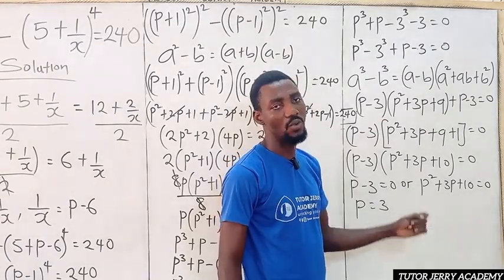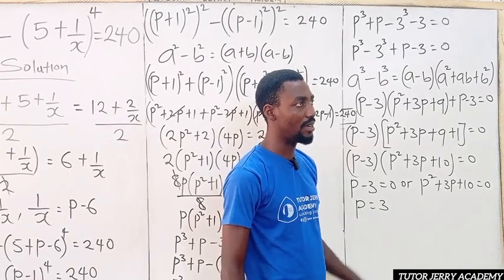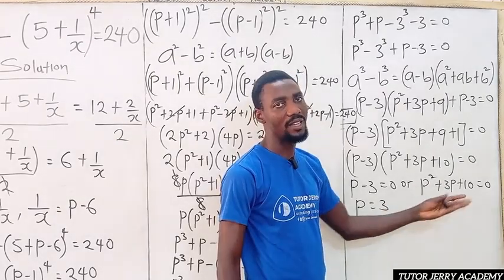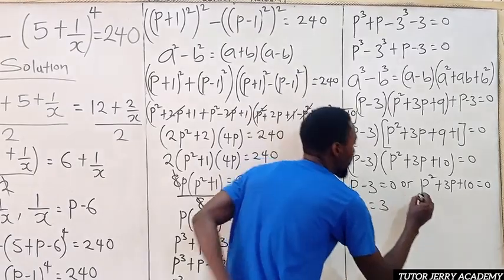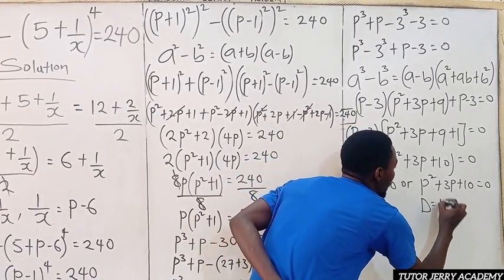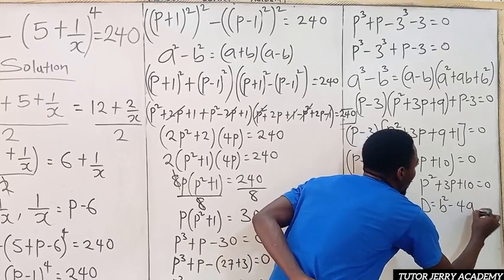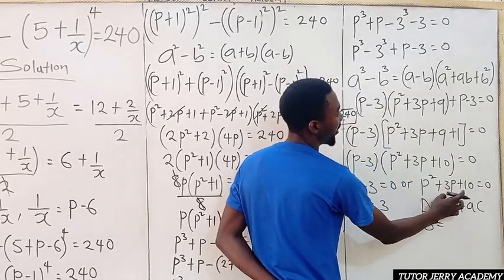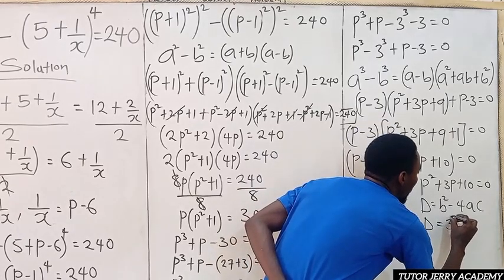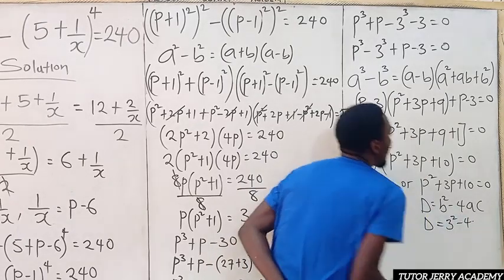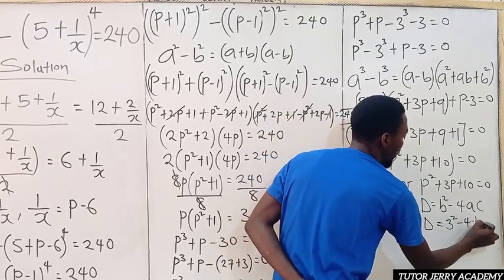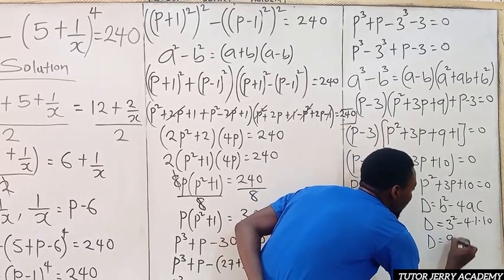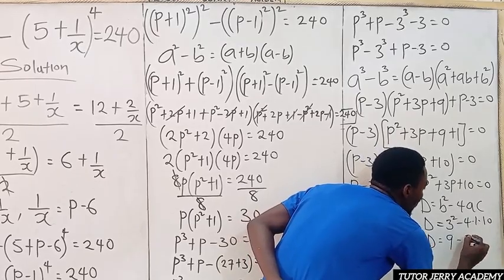And in order for us not to waste our time, let's just check the discriminant. If the discriminant is less than 0, it shows that we don't need to solve. It has no real root. Is that clear? All right. So D equals b squared minus 4ac. Our b here is the coefficient of p, which is 3, so 3 squared minus 4ac. Our a, the coefficient of p squared, is 1, and our c is 10. So D equals 9 minus 4 times 1 times 10, that is 40.